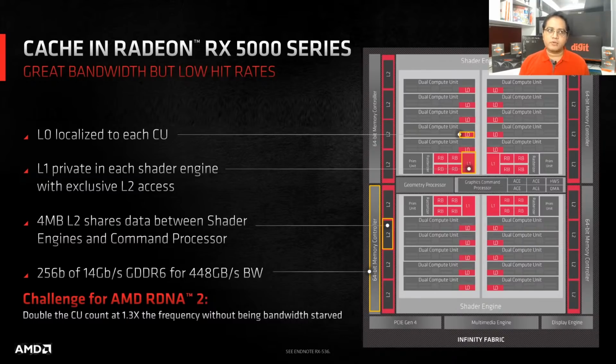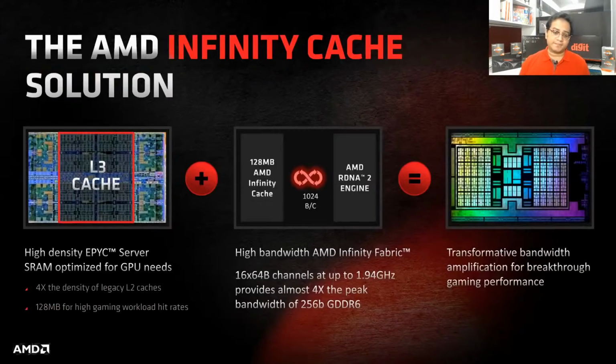With RDNA 2, there was a requirement for more performance, and that meant more bandwidth was required. One way is to use a wider interface. So a wider 512-bit interface on the die would have solved that problem. But the thing is, a wider interface also consumes a lot more power. So AMD came up with something called the Infinity Cache technology.